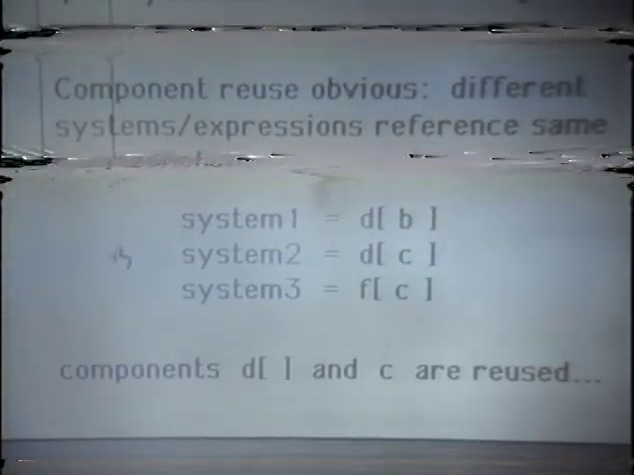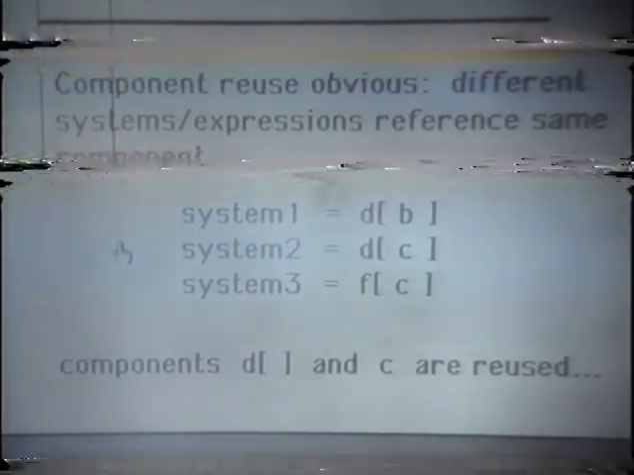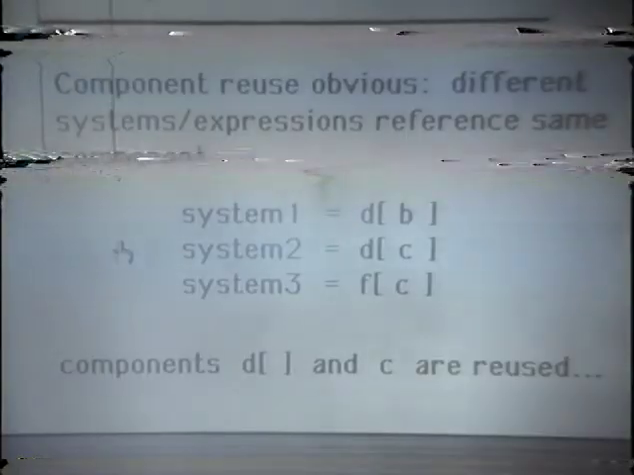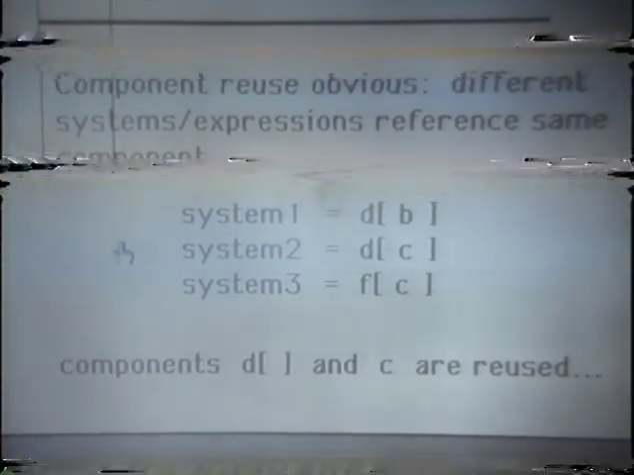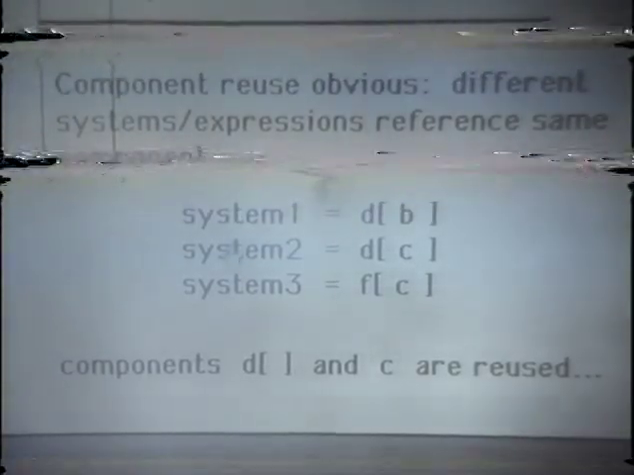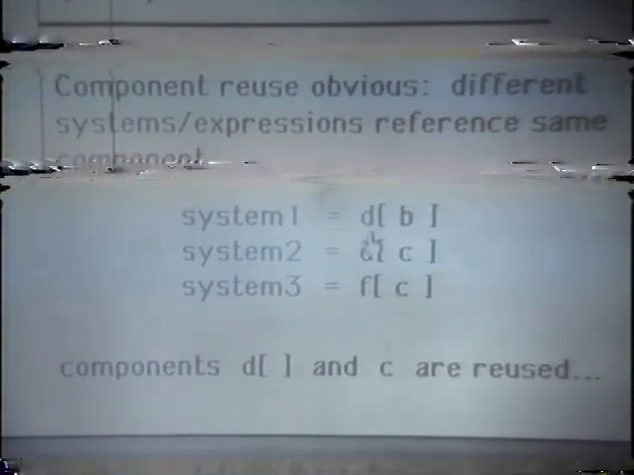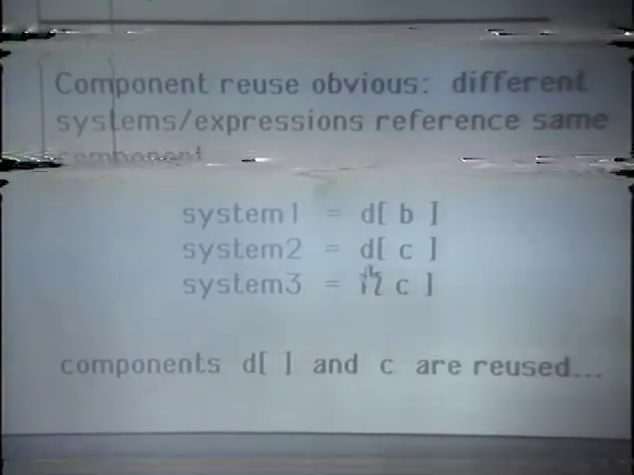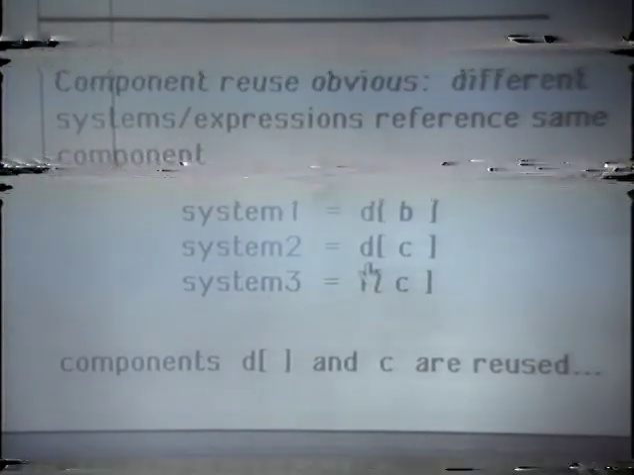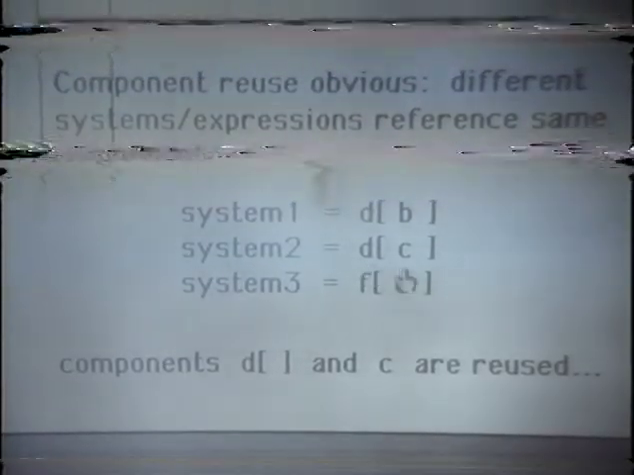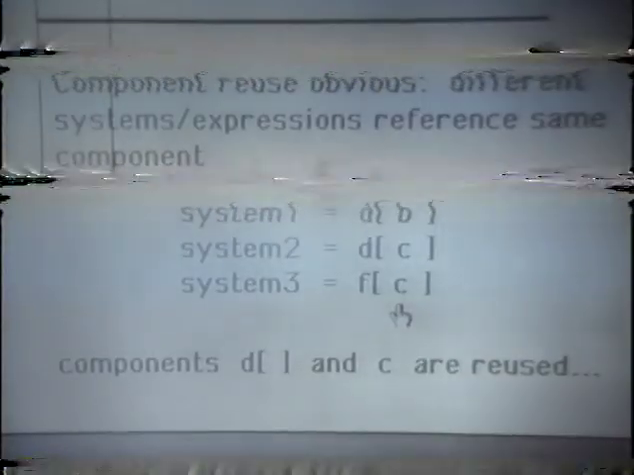Component reuse in this universe is pretty obvious. Different systems or different expressions that reference the same component mean that that component is being reused. Here are the three systems that we saw in the last slide. We see the component D appears in two different systems or two different type expressions. It is being reused. The same for component C.